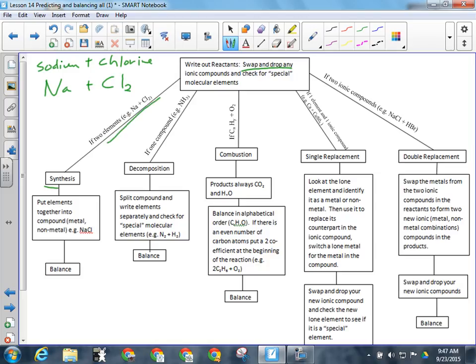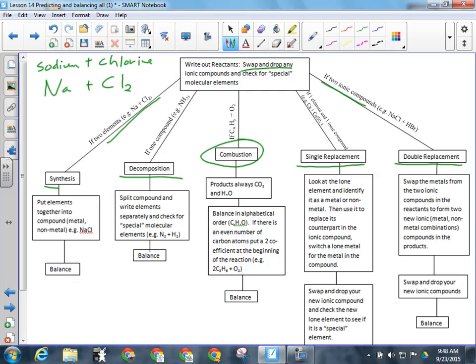If it's only 1 compound, we know it's a decomposition reaction. If it's CxHy plus O2, so it's carbon, hydrogen, and oxygen, we know it's combustion. Are there key words you could look for to identify a combustion reaction? Burns, yeah, okay, something like that. Okay, if we have an ionic compound and an element, so calcium and copper sulfate or something like that, we know we have a single replacement reaction. And if we have 2 ionic compounds, we know we're dealing with double replacement. How we treat each reaction is slightly different.